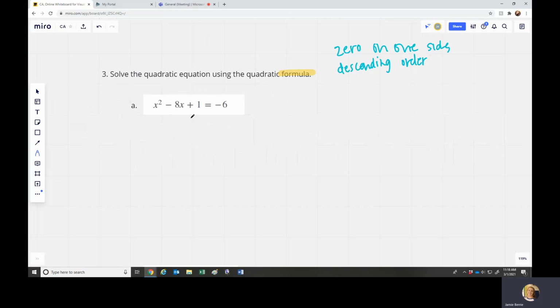So let's go ahead and work on our equation here. We need to move 6 over. Go ahead and add 6 to its like term. It's going to cancel out on the right. You have x squared minus 8x plus 7 equals 0.